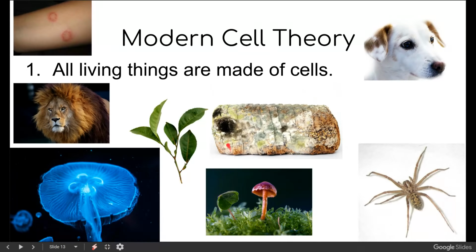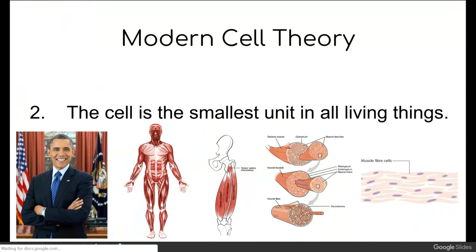Mold on bread is a living thing. And even animals with bioluminescence or jellyfish, those are also living things and they're all made of cells. So everything you see here on this screen is in fact made of cells. So all living things are made of cells. The second part of the modern cell theory is a cell is the smallest unit in all living things.